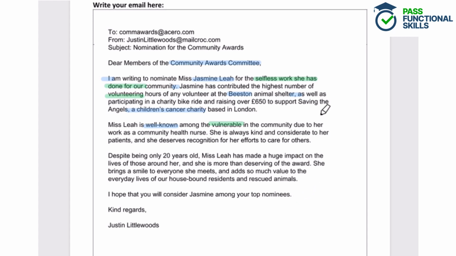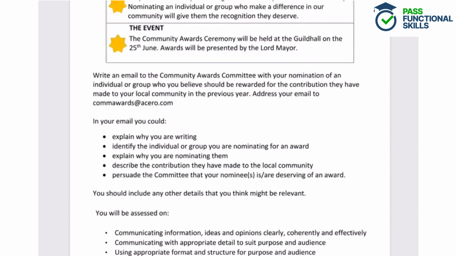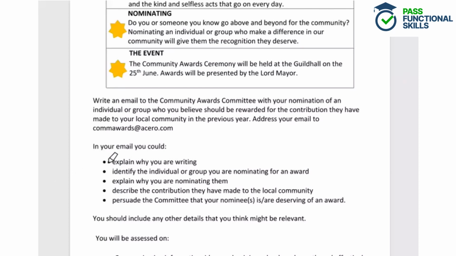Generally, this means that we'll write anywhere between 3 and 5 paragraphs. So try to write at least 3 good paragraphs in your answers. So this answer is using appropriate details because it addresses the whole of the question. So if we take a look at the question, it says that we need to explain the reason for writing, identify who we're nominating, explain why we're nominating them, describe the contribution they have made to the local community, and be persuasive, so persuade the committee that they deserve an award.